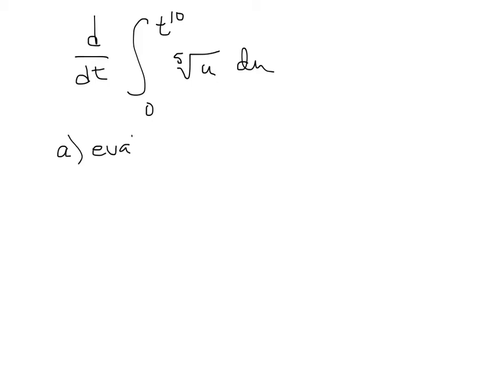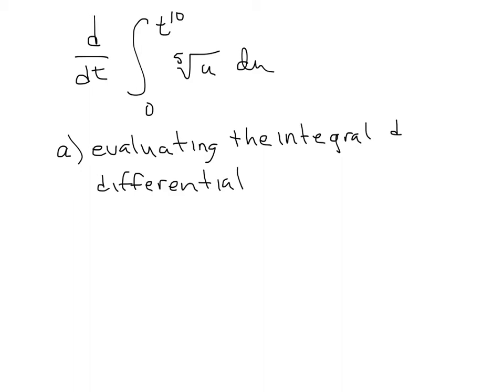All right, we want to find this derivative of this integral. So we want to do this two ways. We want to do it the kind of normal way, which is by evaluating the integral and then differentiating the results.